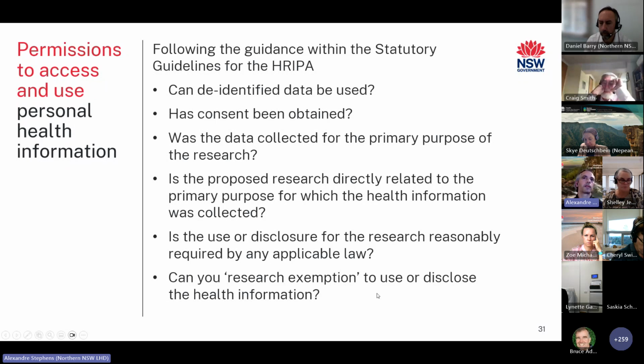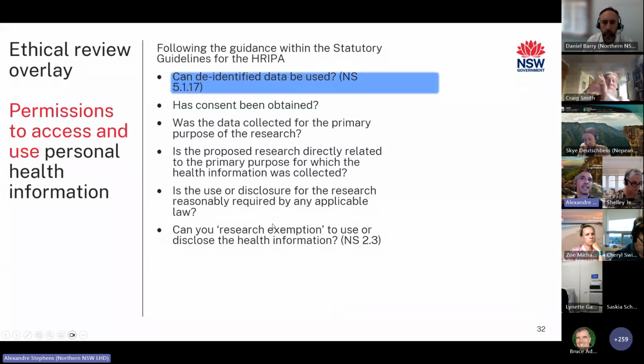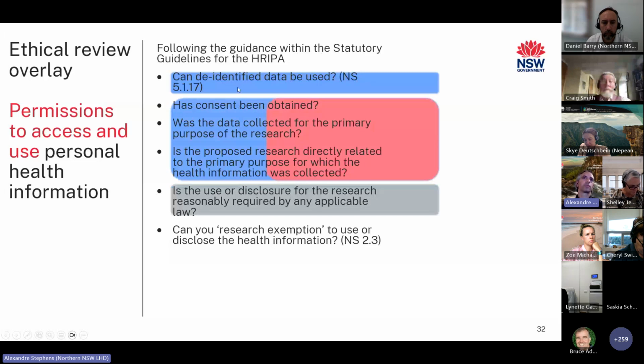And then if all else fails, there's actually a research exemption category in the legislation that would allow you to use the information or the data without consent, without de-identifying it, but you've got to jump through a few hoops. Jumping through those few hoops is actually obtained through this ethical and scientific review process. So there's a direct interrelationship between the way you can access or the permissions you can receive to use that data and the ethical oversight.